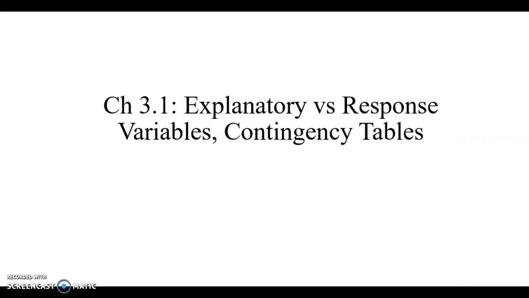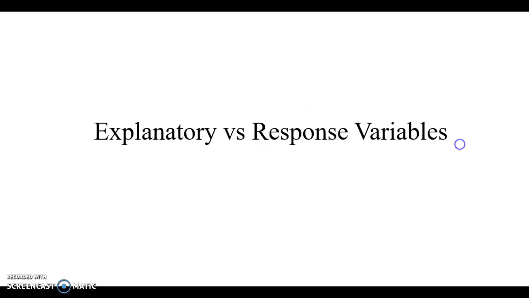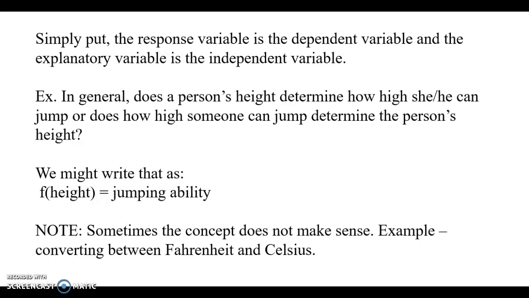Going to chapter 3, these ideas are maybe new to you, so take some time to go over it and go over it a second time if you need to. Explanatory versus response variables probably would be pretty easy for you if you're familiar with the algebra. They're simply called differently than they were in algebra. Simply put, the response variable is the dependent variable and the explanatory variable is the independent variable.